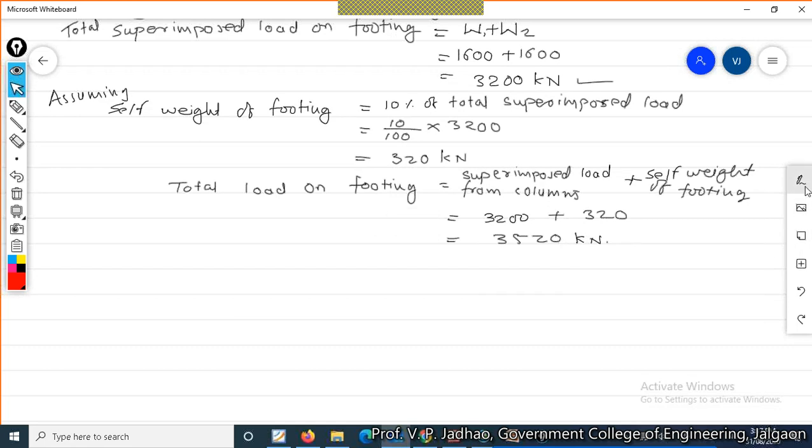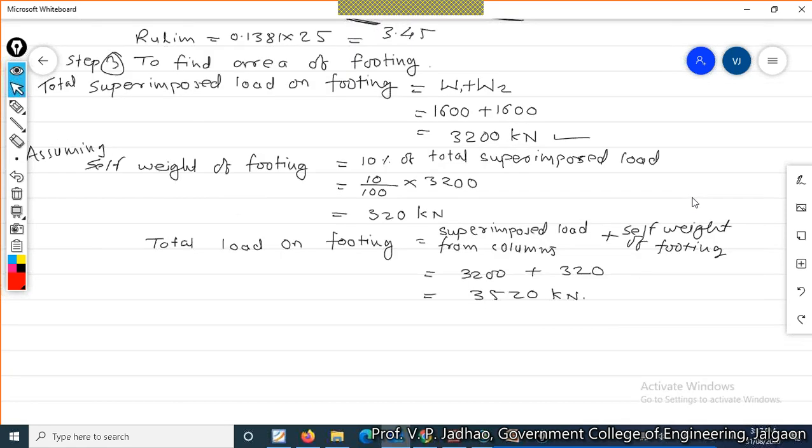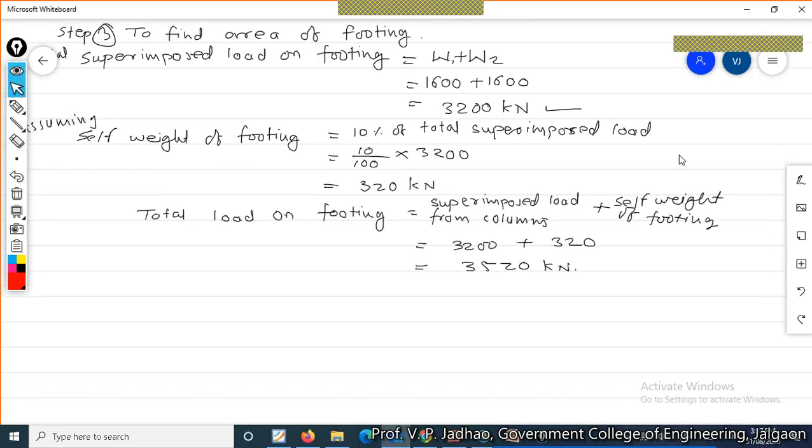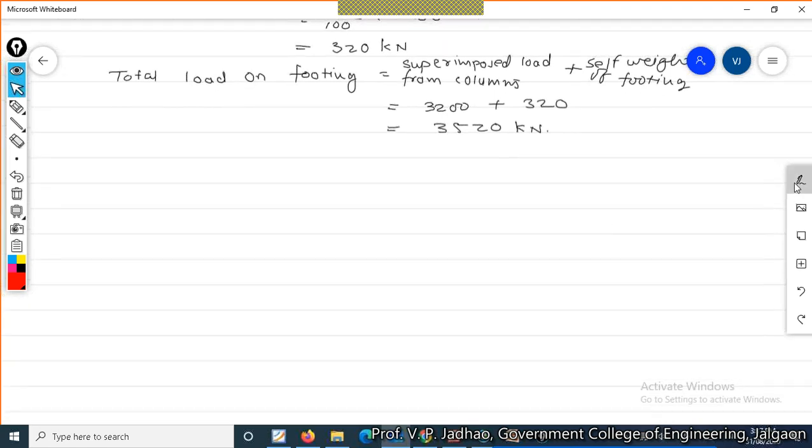Okay, so we were here. The total load on the footing we have calculated as 3520. This was step number 3, that is to find out the area of the footing. To find the area of the footing, we have calculated the total load on your footing.